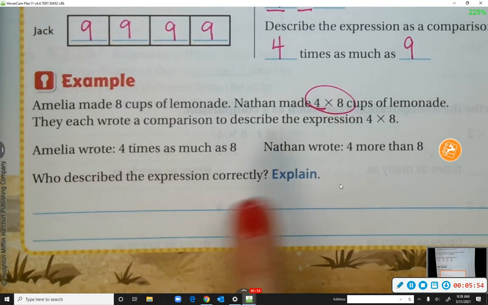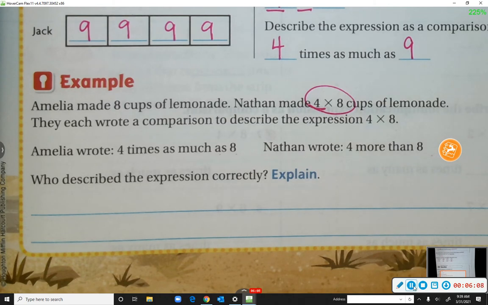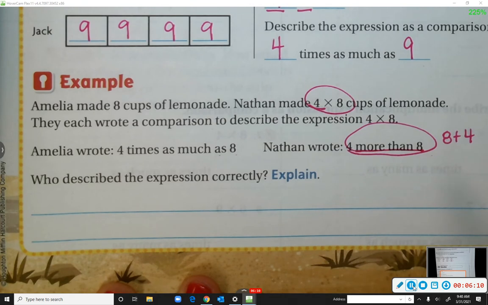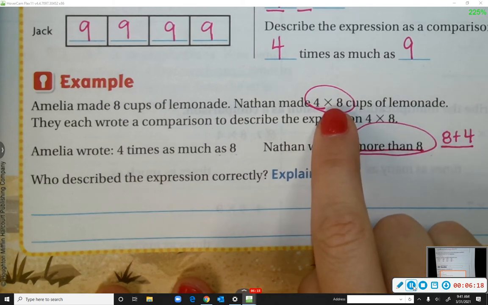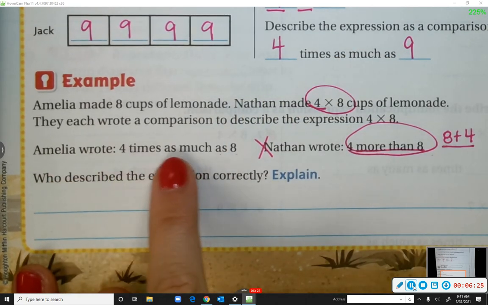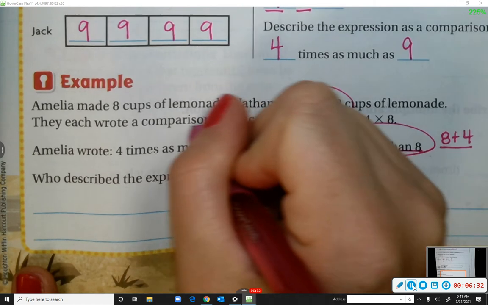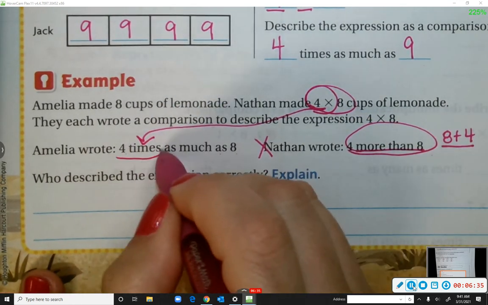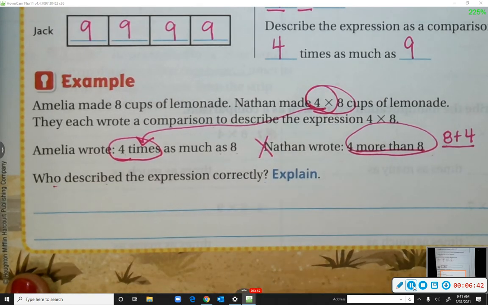You think Amelia's correct or Nathan? What does 4 more than 8 mean? If I have 4 more than 8, what would you do? So if I say 4 more than 8, that means you need to do 8 plus 4. Is that what the expression says? No. So Nathan is not correct. Nathan is wrong. Amelia wrote 4 times as much as 8. Does that sound correct? Yes. Yes, because 4 times means you multiply. Okay? 4 times as much means to multiply. So, who described the expression correctly? We would say Amelia.